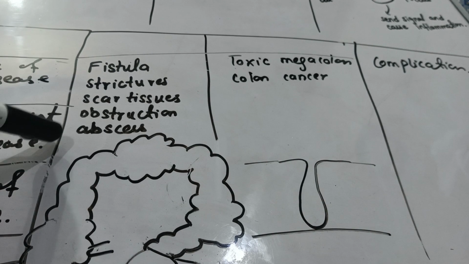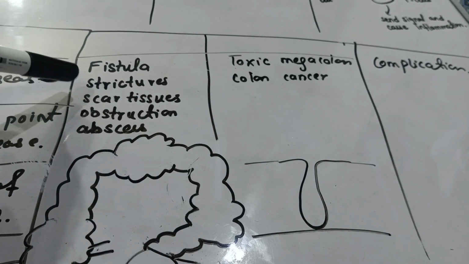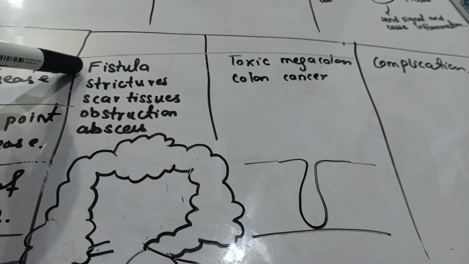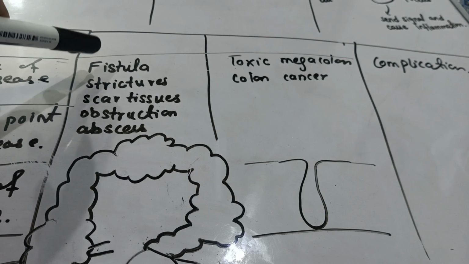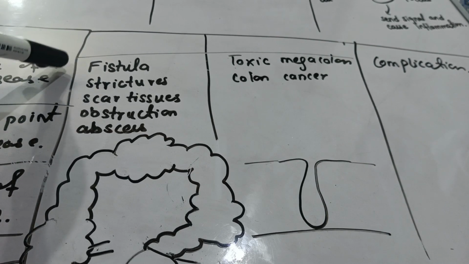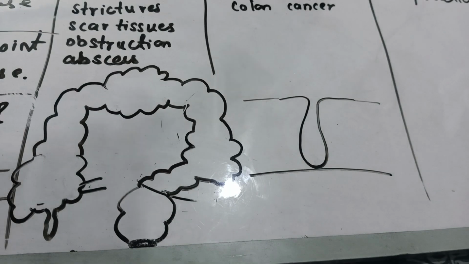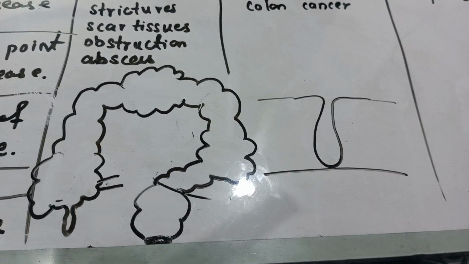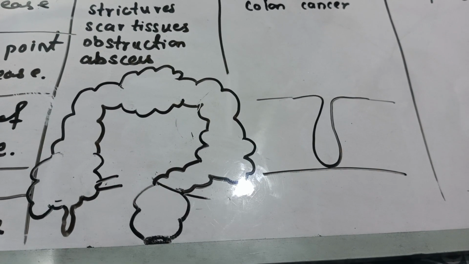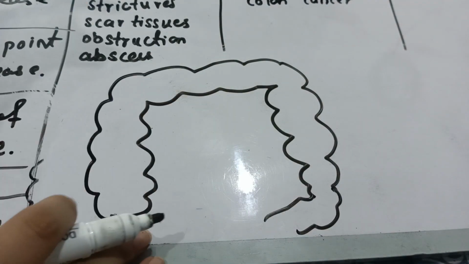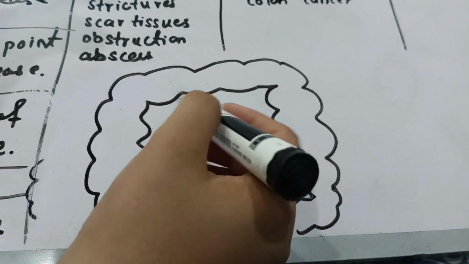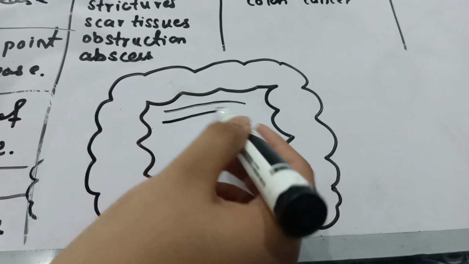Now let's discuss the complications in Crohn's disease. The first complication is the fistula. What is meant by fistula? Fistula means an opening from one organ to another organ. I am drawing a diagram here to show what a fistula is. So this is your normal large intestine, and here you can see this is a small intestine.